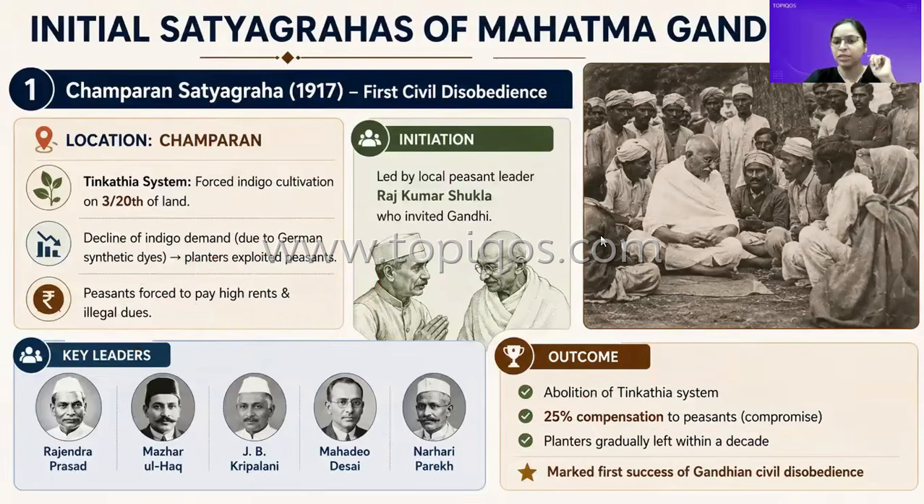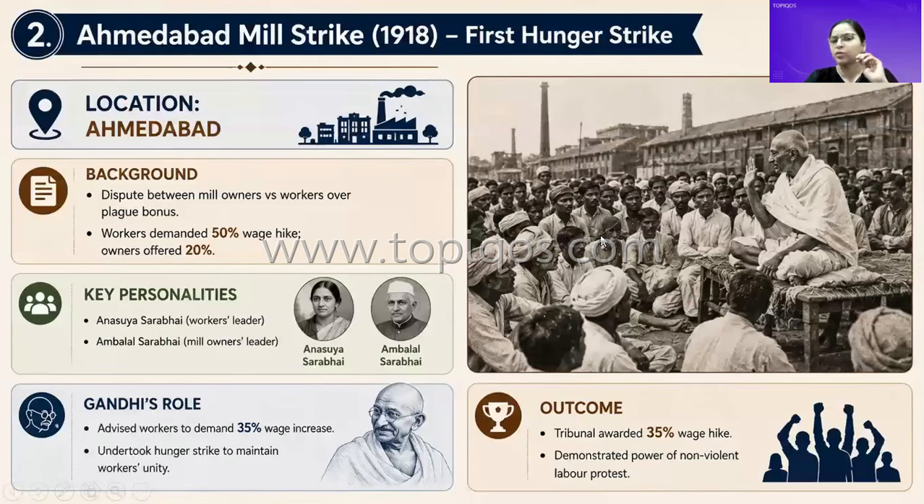Now let us move towards the second victory of Gandhi. That was the Ahmedabad mill strike. Okay. The Ahmedabad mill strike is again very significant, and this is Gandhi's first hunger strike in India. Okay. Please remember the year. It was fought in the year 1918. Okay. Location Ahmedabad. Now here the dispute was between mill owners versus mill workers, and both were Indians. So this is not with respect to the Britishers. This is within the Indians itself.